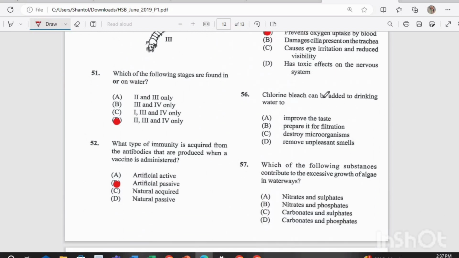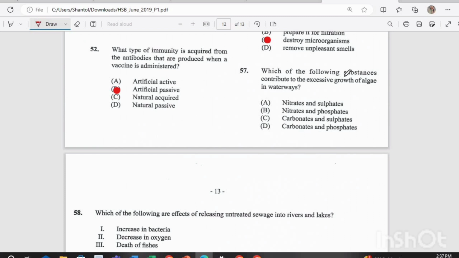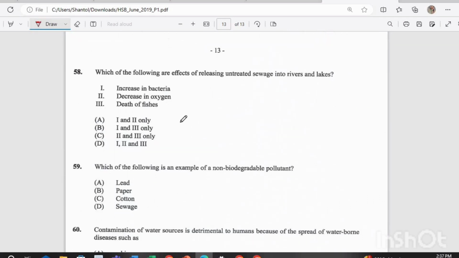56. Chlorine bleach can be added to drinking water to A. Improve the taste, B. Prepare it for filtration, C. Destroy microorganisms, or D. Remove unpleasant smells. The answer is C. Destroy microorganisms. 57. Which of the following substances contributes to the excessive growth of algae in waterways? The answers are nitrates and phosphates. B.